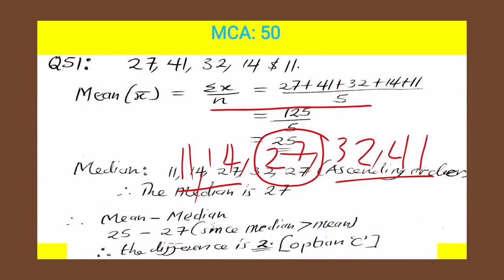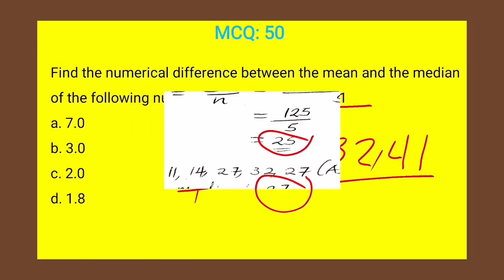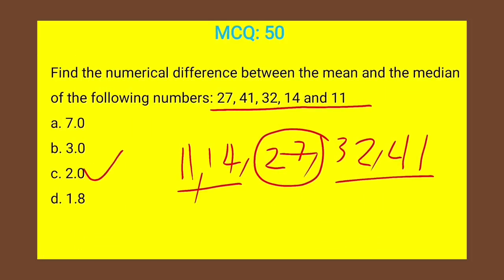So let's see what I've done here. When I sum up all and divide by 5, I had the mean as 25, and the median as 27. So the difference between 27 and 25 should give you the numerical value, which is 2. And that was option C. That is the correct answer. So take note of that.